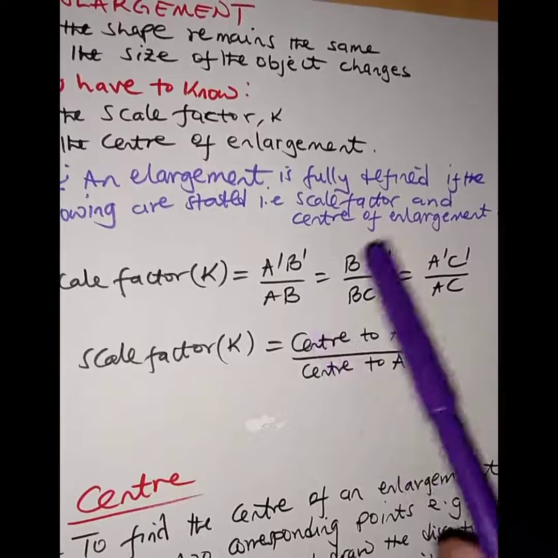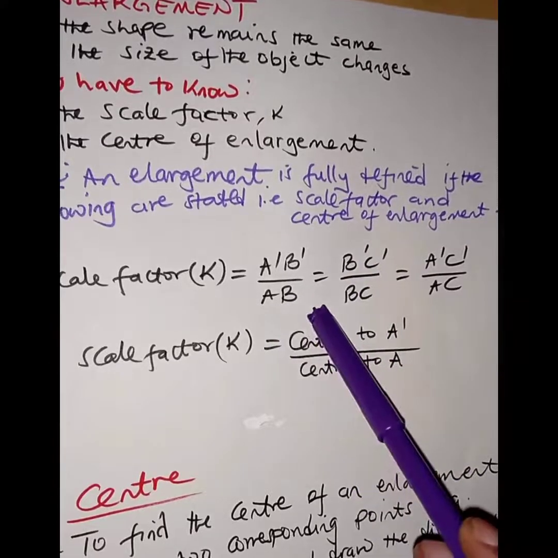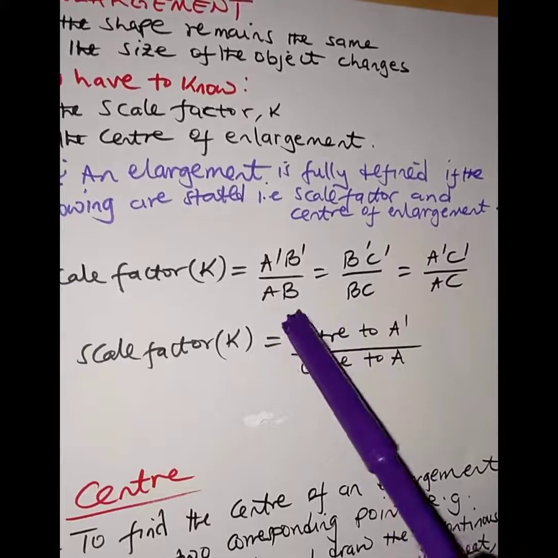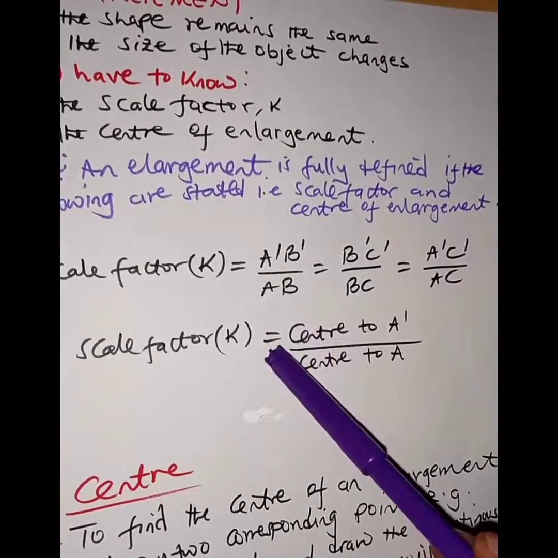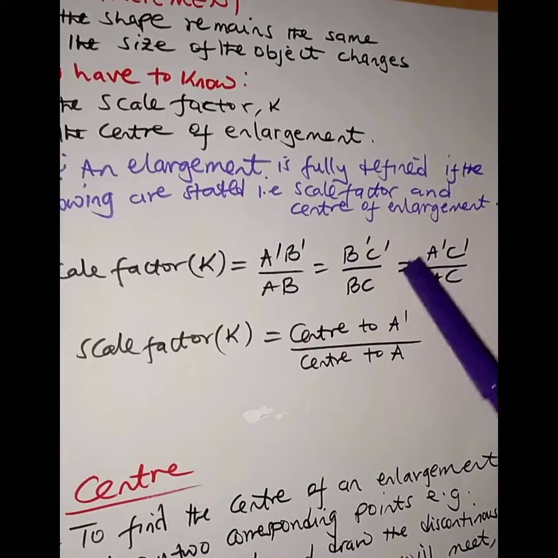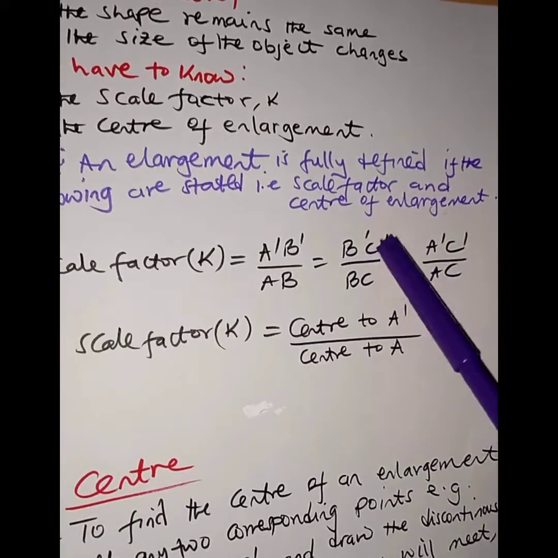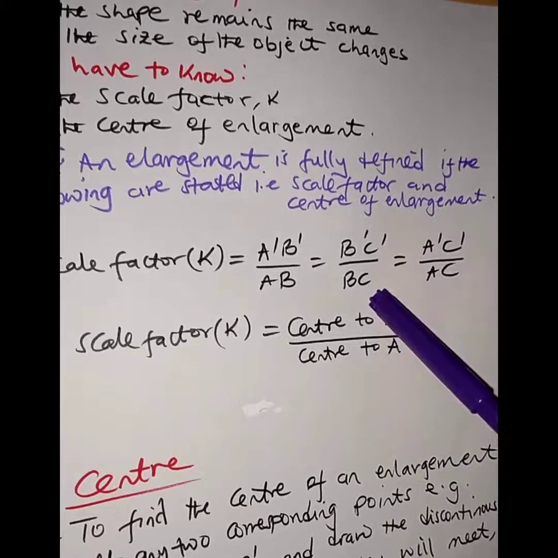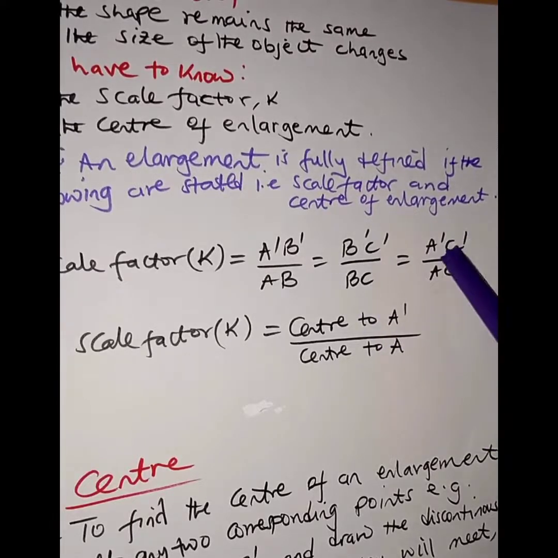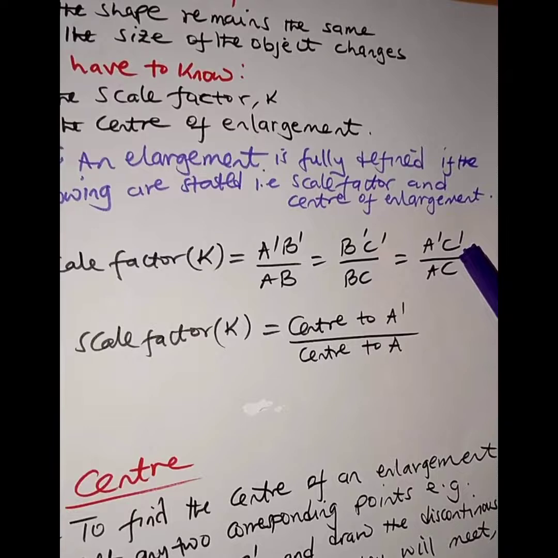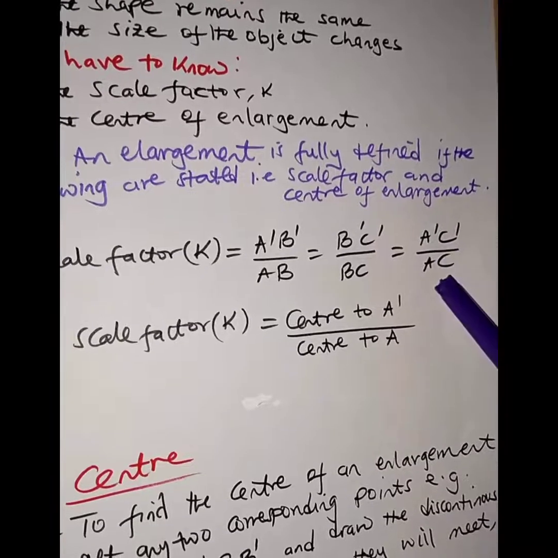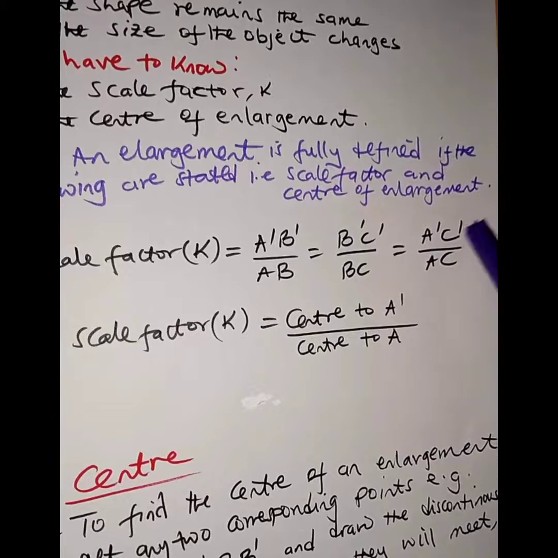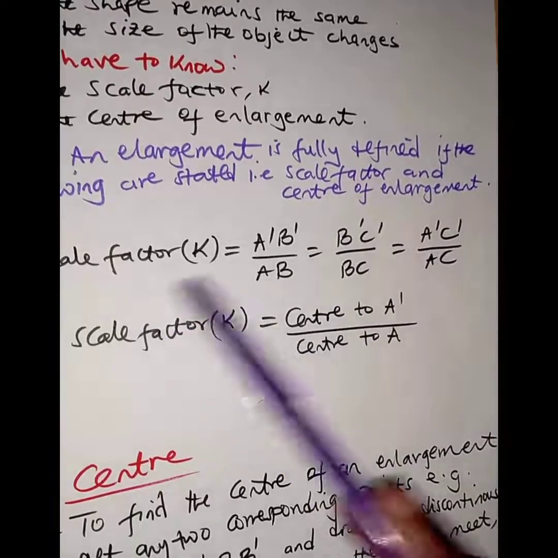Then down there, from A to B on the object now, what's the length from A to B? How many units are there from A to B? You divide. Or maybe it could be B and C, the B image to the C image over the B object to the C object. You divide. Or maybe the A image to the C image, you divide with the A object to C object. You find the length, and you find the scale factor, which is K.